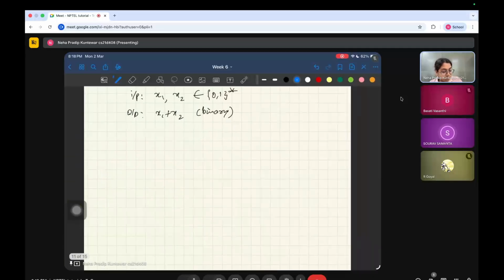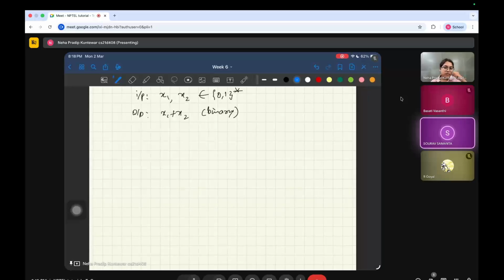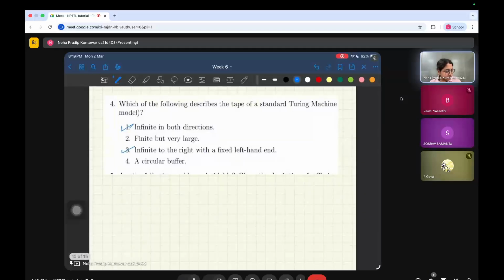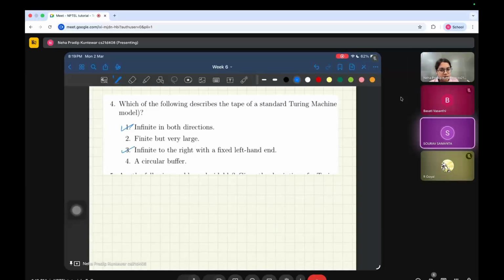Ma'am, standard Turing machine versus normal Turing machine. What is the distinction between the standard Turing machine and the normal Turing machine? What do you mean by a standard Turing machine and a normal Turing machine? Normal means not standard. What is meant by a standard Turing machine?